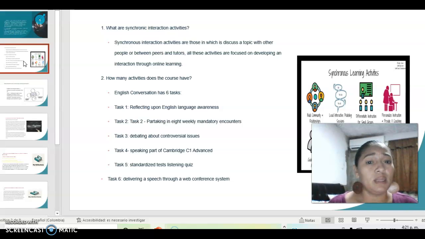How many activities does the course have? English conversation has 6 tasks. Task 1, reflecting upon English language awareness. Task 2, partaking in 8 weekly mandatory encounters. Task 3, debating about controversial issues. Task 4, speaking part of Cambridge C1 Advanced. Task 5, standardized test listening cues. And task 6, delivering a speech through a web conference system.